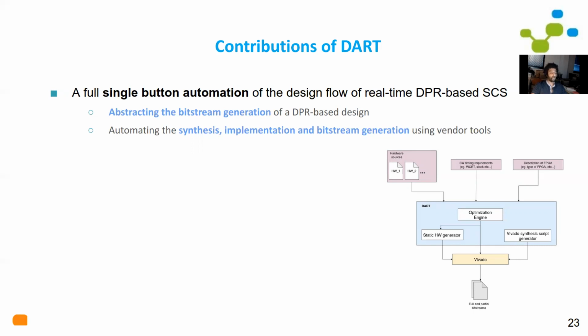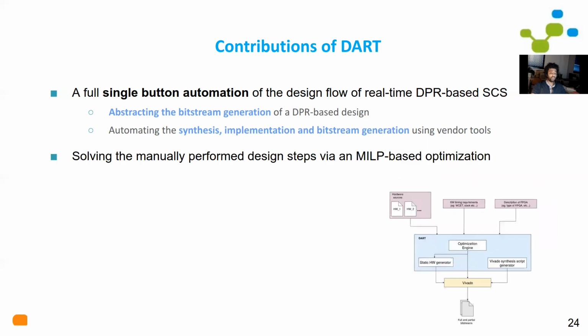So Dart abstracts the bit stream generation of the DPR design. It also automates the synthesis, implementation, and bit stream generation of the vendor DPR flow by collaborating with the vendor tools. It solves the previously stated manual design steps using an MILP-based optimization. It also generates the static part of the design. I will talk about the static part of the design in just a few slides.